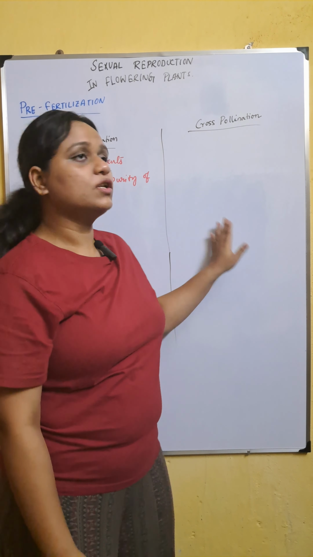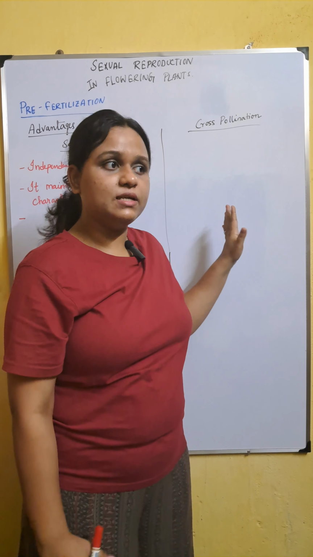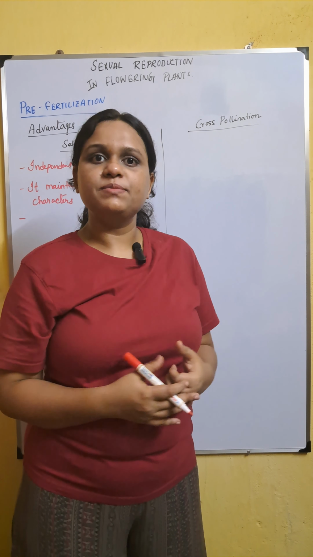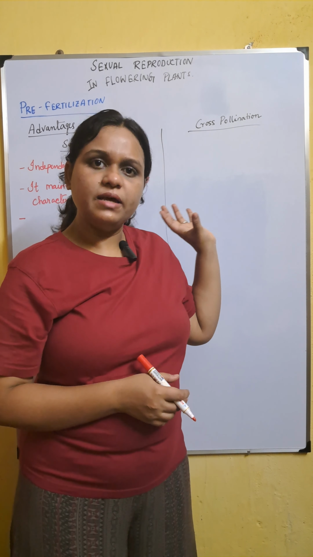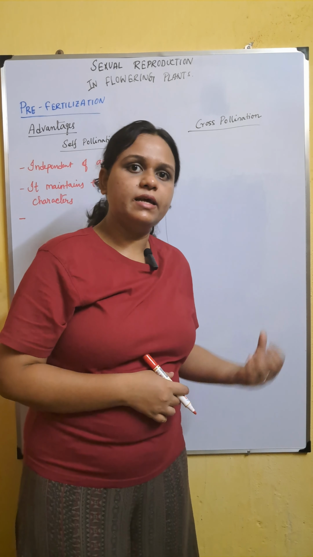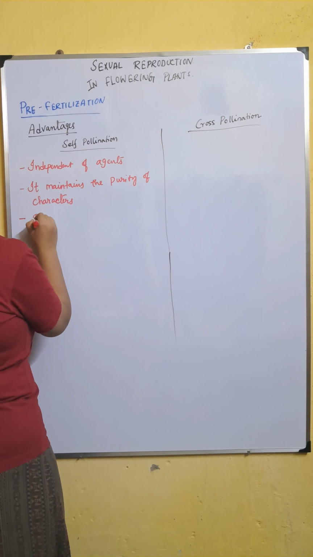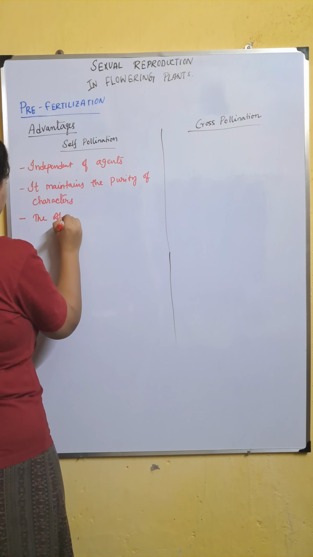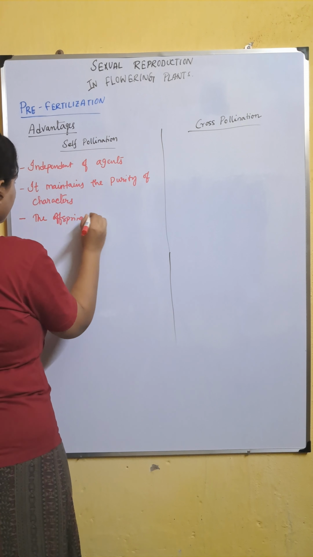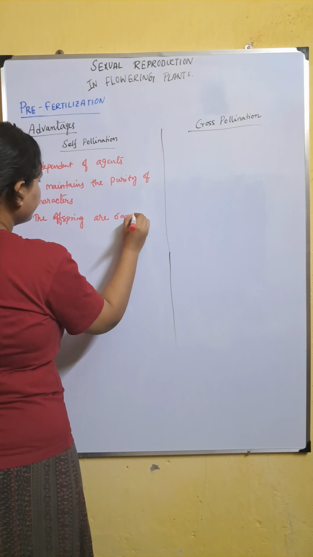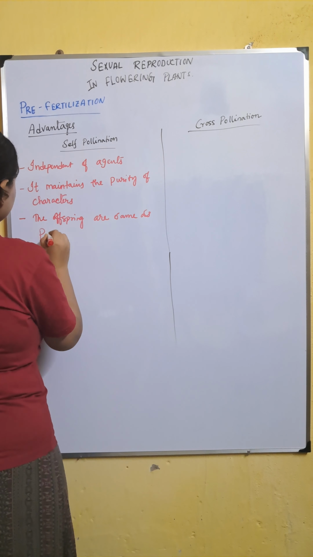But in case of cross-pollination, as there is a cross in fertilization between two different plants of the same species, a single character cannot be maintained properly. Next, the offspring are same as parents.